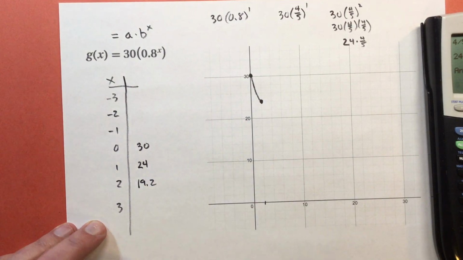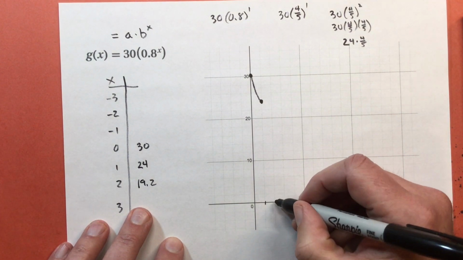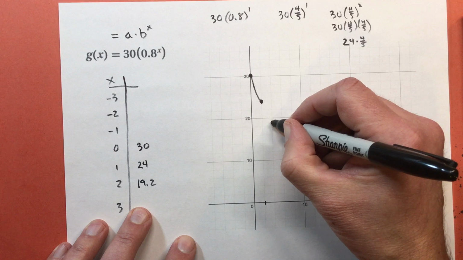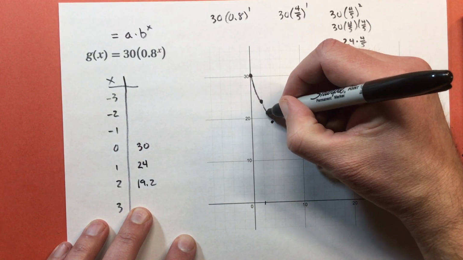So again, I'm doing a mix of fractions that you can do in your head, and also sometimes a calculator does come in handy. I'm giving you options. 19.2 is going to be about right here. So this is going to keep doing like this.